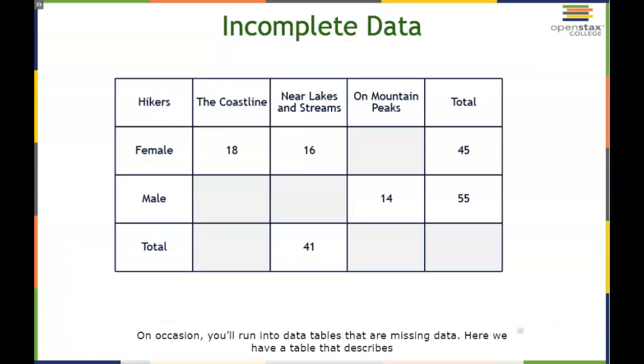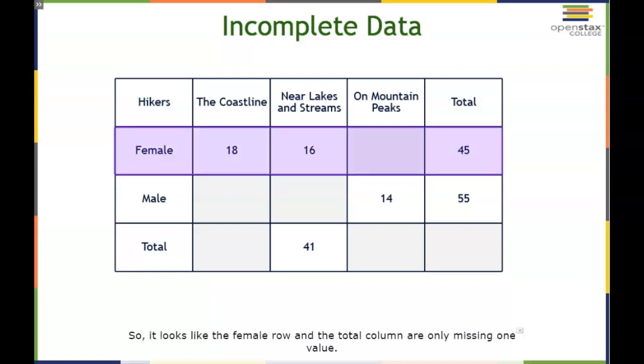On occasion, you'll run into data tables that are missing data. Here we have a table that describes male and female hikers and where they like to hike, either the coastline, near lakes and streams, or on mountain peaks. We're definitely missing some data. One of the best strategies you can go about filling in the data is to look for any row or column that has one missing value. If you're only missing one value, you can solve some of the puzzle.